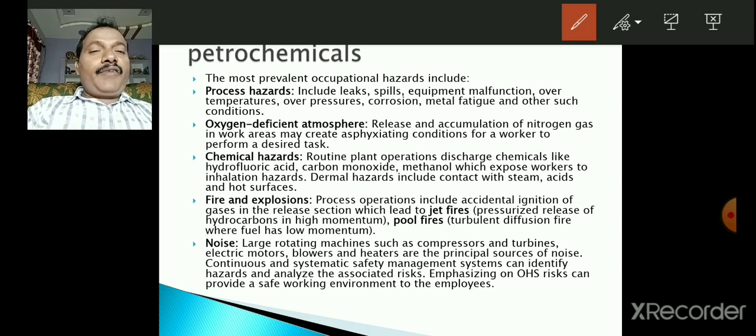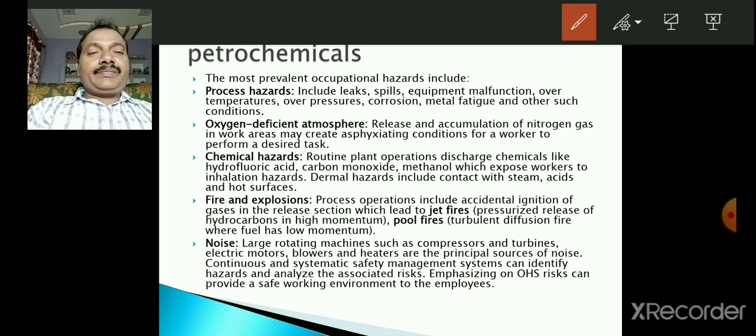And fire and explosions. The process operations include accidental ignition of gases in the release section, which leads to jet fires. Pressurized release of hydrocarbons at high momentum gives this problem. So, pool fires, turbulent diffusion fire where the fuel has low momentum. So, these are the problems. Fire and explosions may take place because of these. We have to take care of these problems.